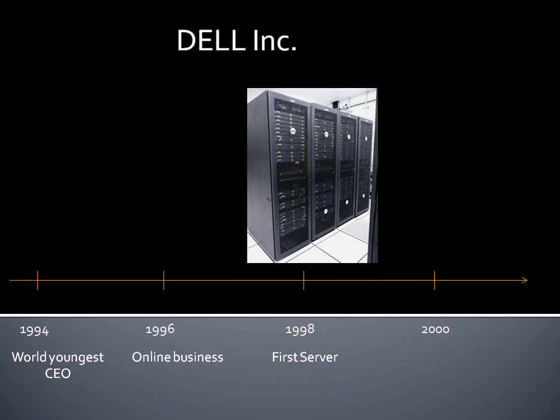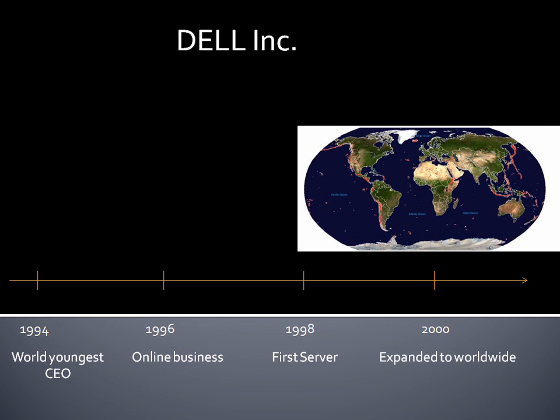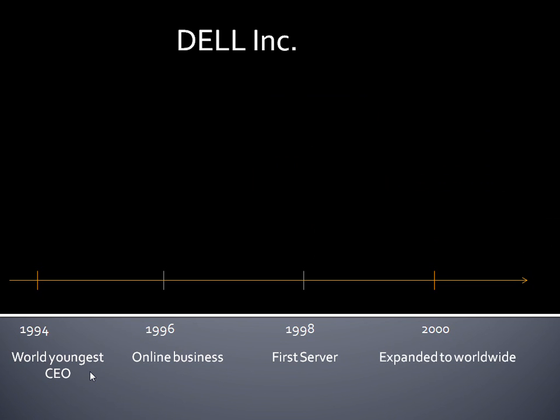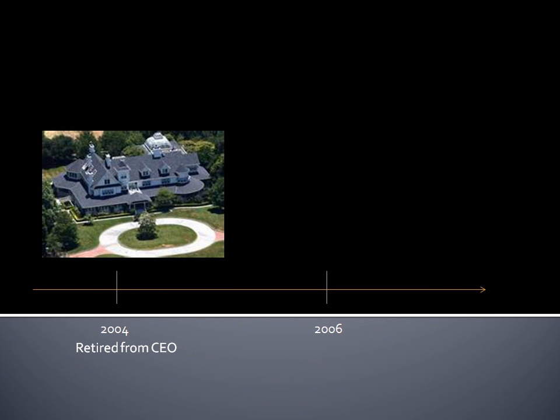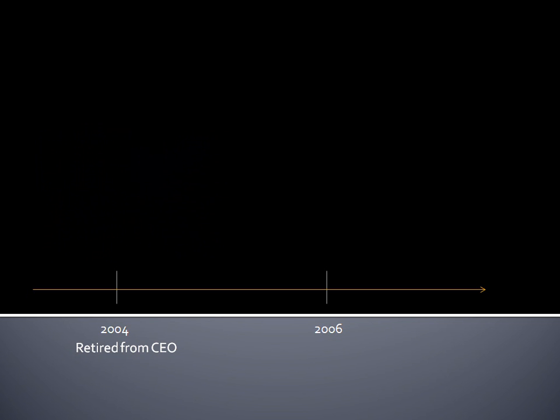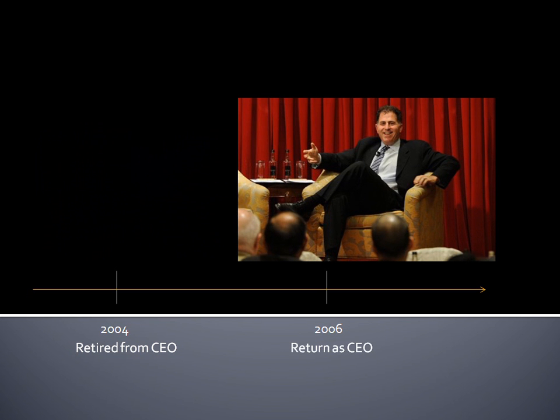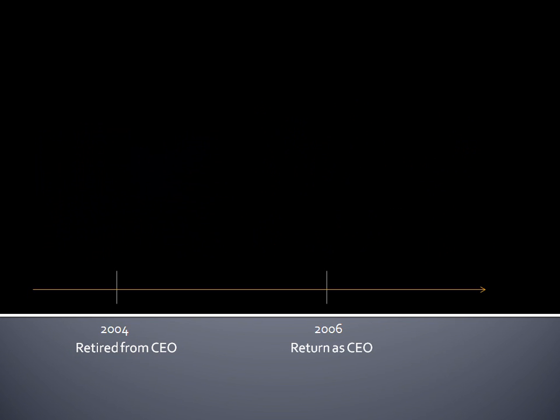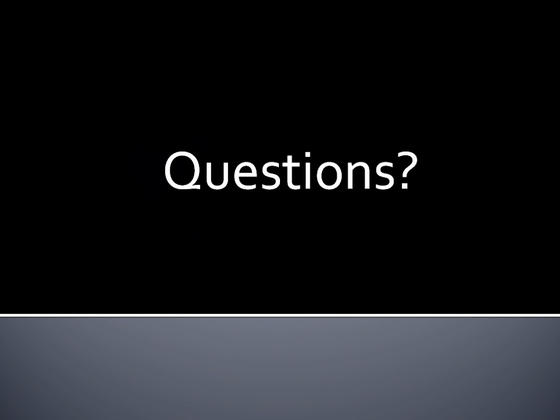And Dell was the first to create the first server in the world. Later on, he started expanding his business worldwide, with buildings everywhere. Then he retired from CEO in 2004, but he stayed on as chairman. Then the stock went down and everything else went bad, so he had to come back by 2006 to try and help Dell out. But now Dell's going down. That's it.